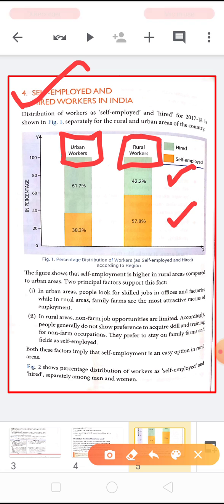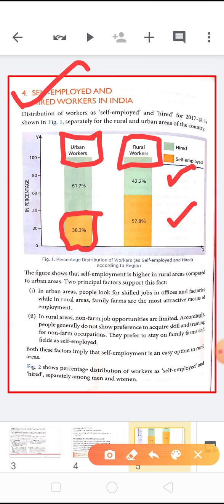So you can find that, children, in the year 2017-18, taking the total workers in urban areas as 100%, 38.3 percent belongs to self-employed people working in urban areas, whereas 61.7 percent is the value for hired workers. So in urban areas, self-employed people are fewer than hired workers, because they are more interested in working under someone, on a regular payroll or on a casual payroll.